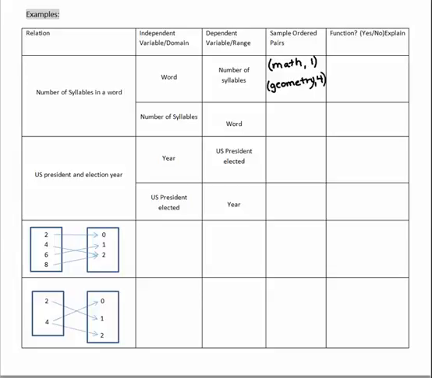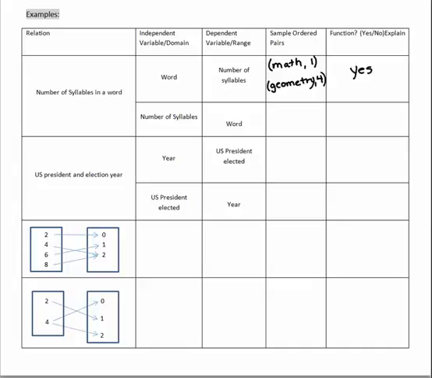Notice that in every case, as soon as I have a word, it only has a single value for the number of syllables. Math always has one syllable, never 2 or 3 or 4. Geometry always has 4 syllables. So every input has only one output that goes with it, and I can therefore say that yes, this is a function.